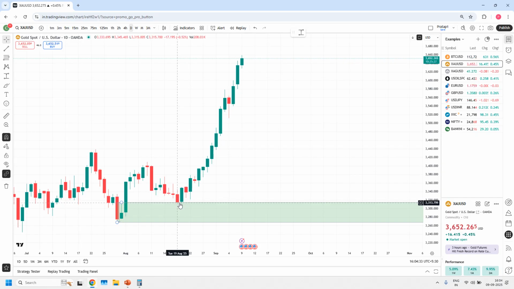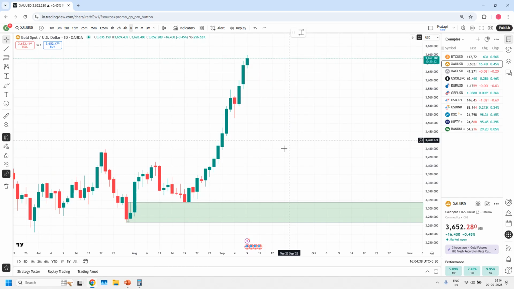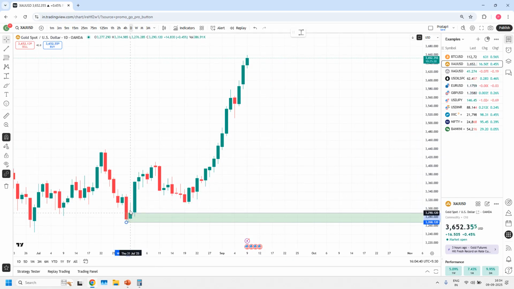Did you get the entry? Yes. After that, see how prices were moving up. Suppose you would have taken this type 2 proximal. See, risk is reduced. Did you get the trade? No. We might have missed the trade.